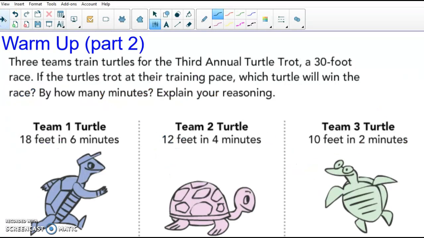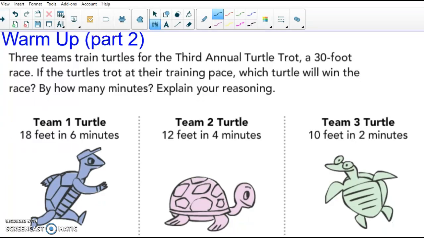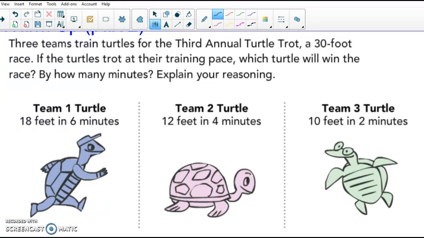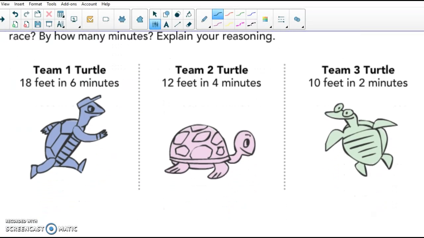We're going to do a little more work with equivalent ratios, because equivalent ratios also help us find unit rates. So if 3 teams train turtles for the 3rd annual Turtle Trot, which is a 30-foot race, we want to figure out, if they trot at their training pace, which turtle will win the race, by how many minutes, and we'll explain our answer. So let's check out the 3 teams.